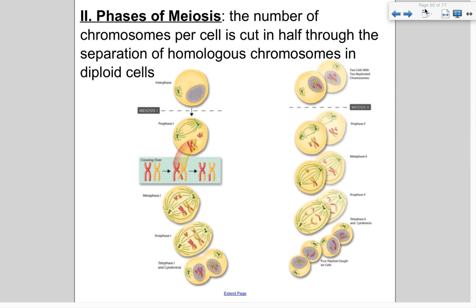So phases of meiosis: the number of chromosomes per cell is going to be cut in half through the separation of homologous chromosomes in diploid cells. Basically, we're going to take our diploid cell and divide it into 4 haploid cells. So we're going to go through meiosis 1, where you can see it's prophase, metaphase, anaphase, telophase, and cytokinesis. And then we're going to enter meiosis 2: prophase, metaphase, anaphase, telophase. But our end result is going to be 4 cells instead of 2.